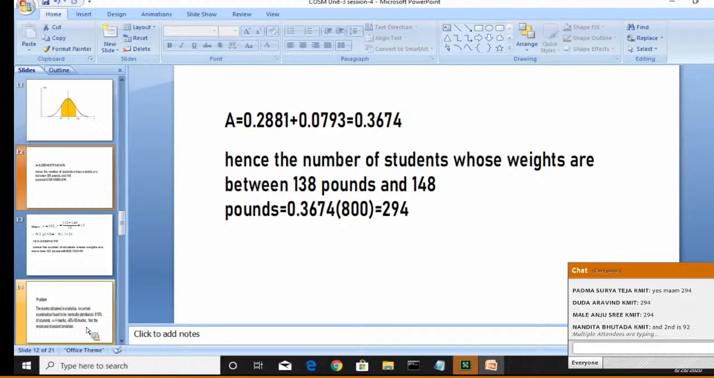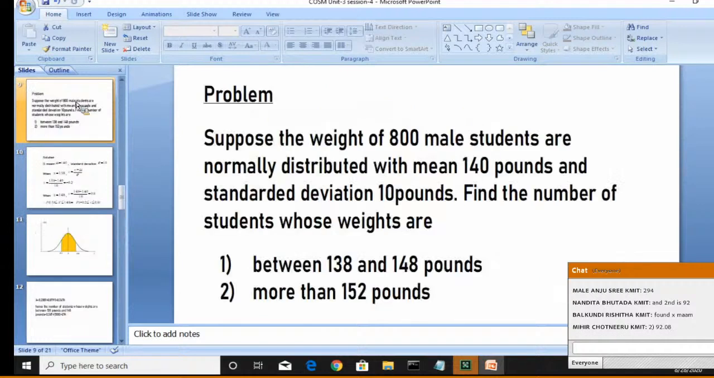Okay, all right. But now you understand that you should see. I am taking the problem once again and I am showing you. Suppose the weight of 800 male students are normally distributed. I don't have any other number. 140 is the mean, 10 is the standard deviation. So we cannot get something else. 800 is the number. That means we will be multiplying by NP.